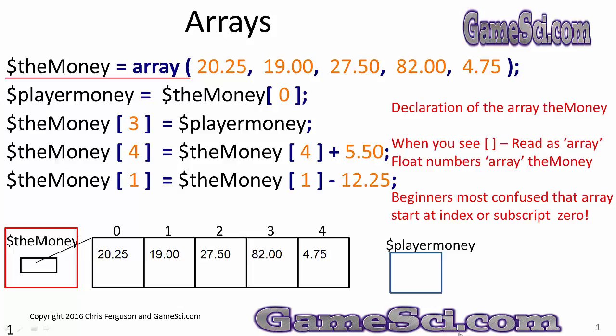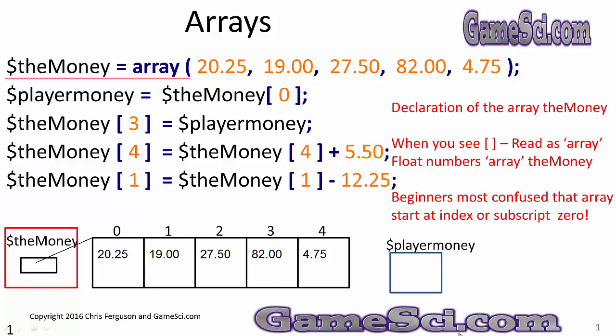If you look at the red underline, I'm assigning an array to the variable. The other way you can tell you're using an array is by the presence of the square brackets. When you see the square brackets like on the lines below, read that as an array. So this ends up being an array of float numbers called the money.